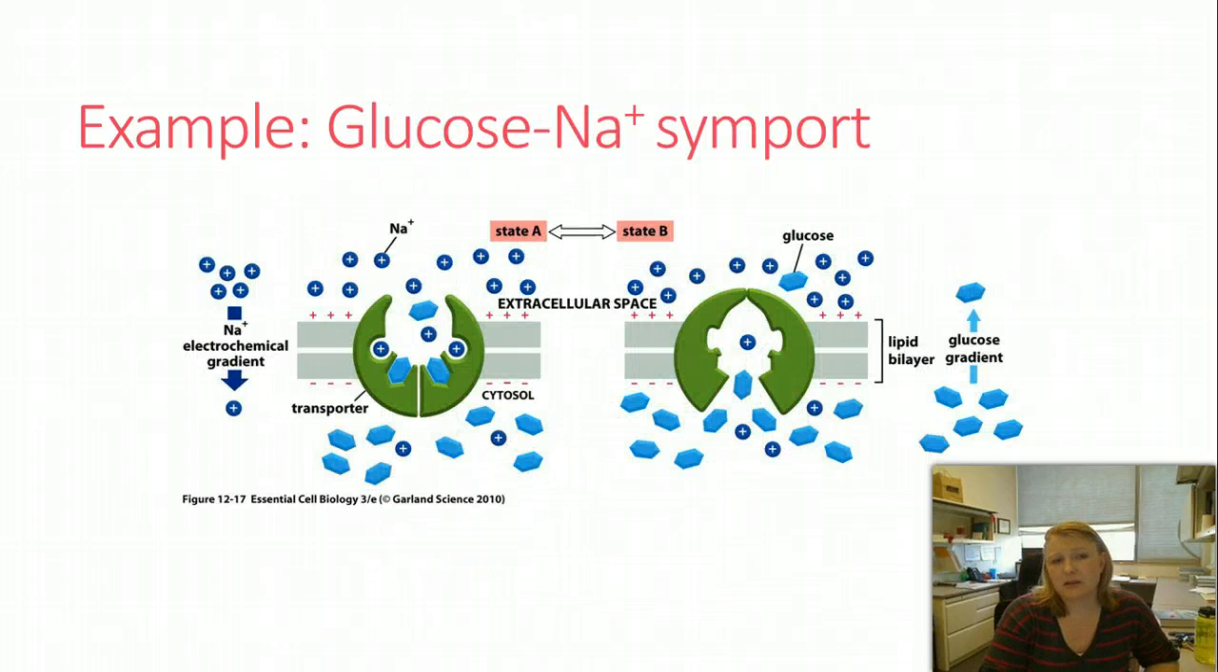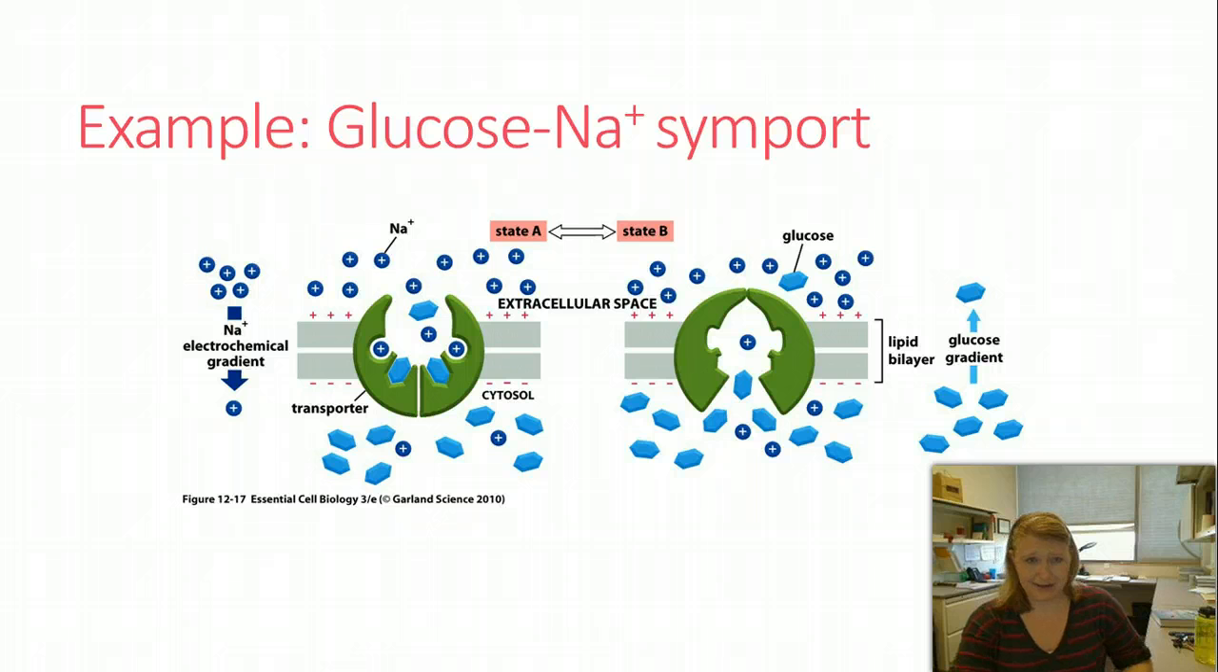All right, so let's talk about the glucose-sodium symport now. In this case, this is a symport. We talked about an antiport where two things are pumped in opposite directions. We talked about a uniport where one thing is moved. Now we're talking about a symport where two things are moving in the same direction.